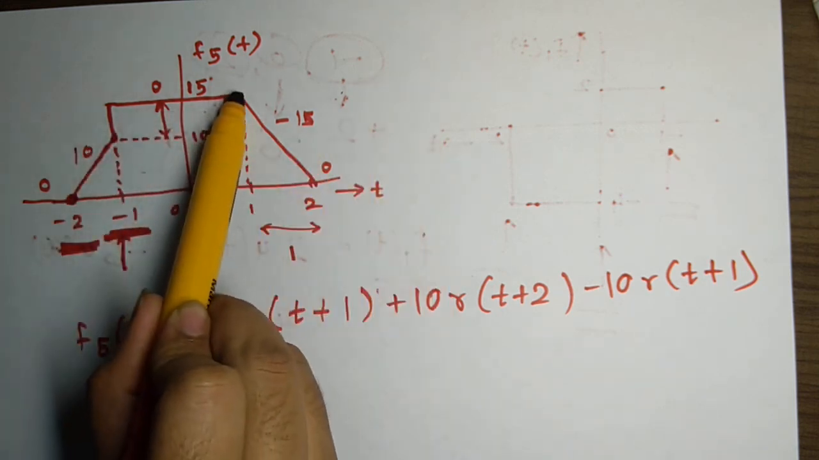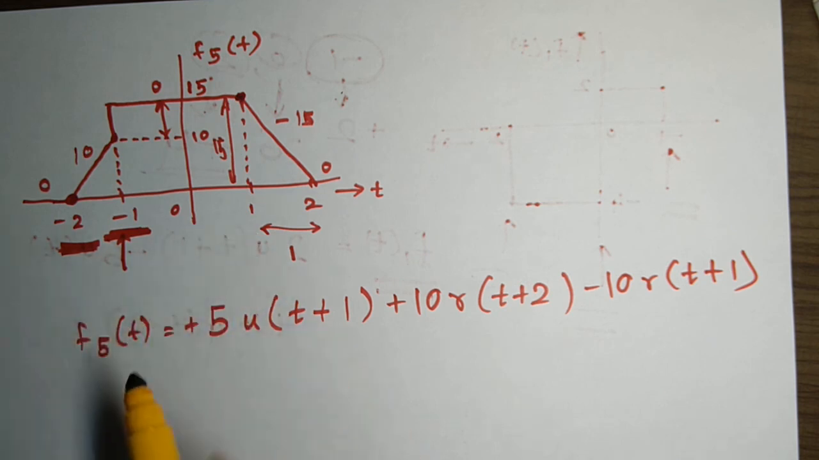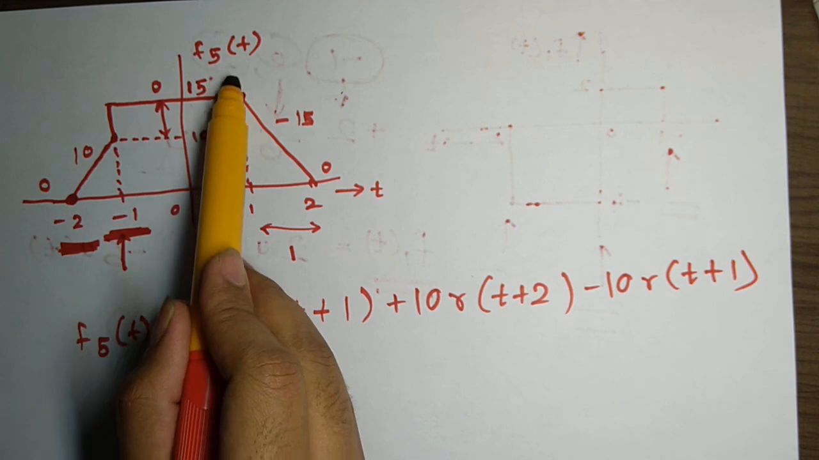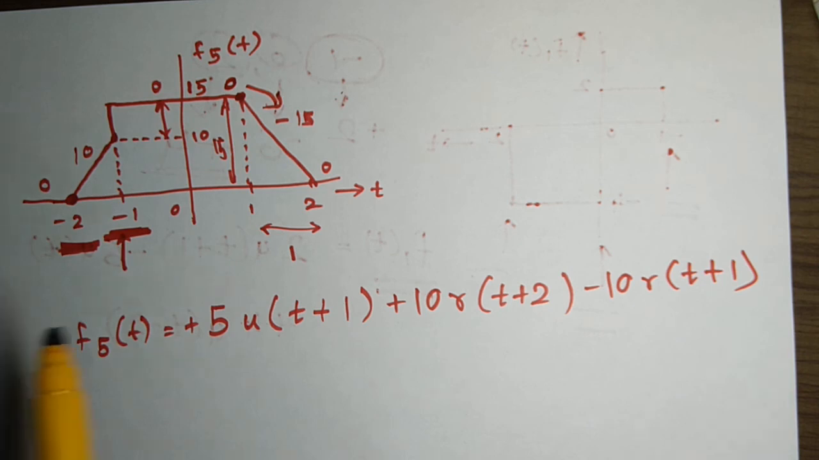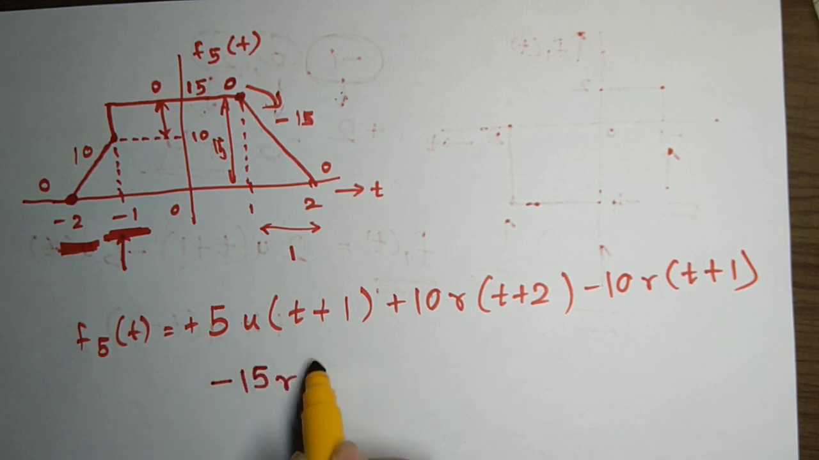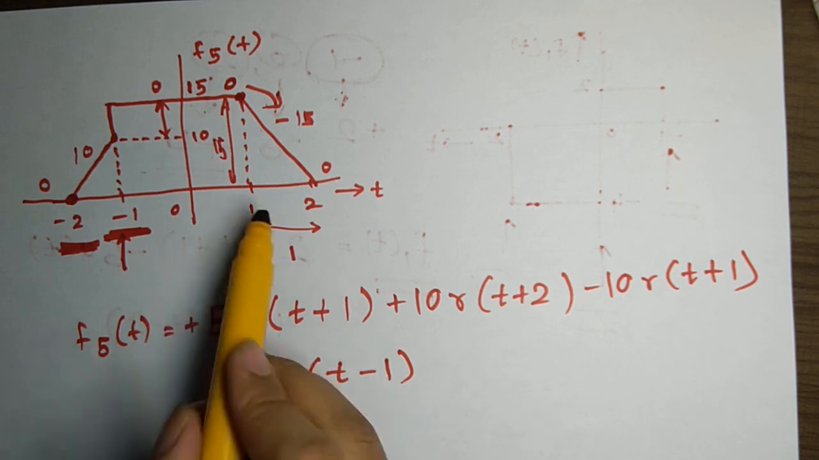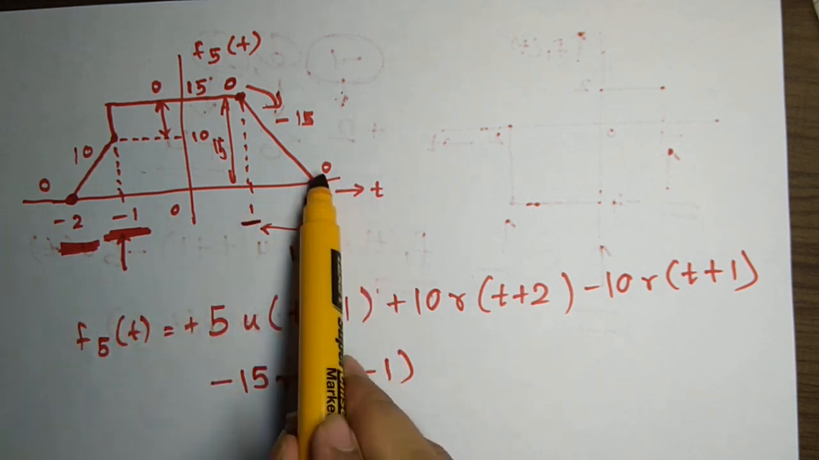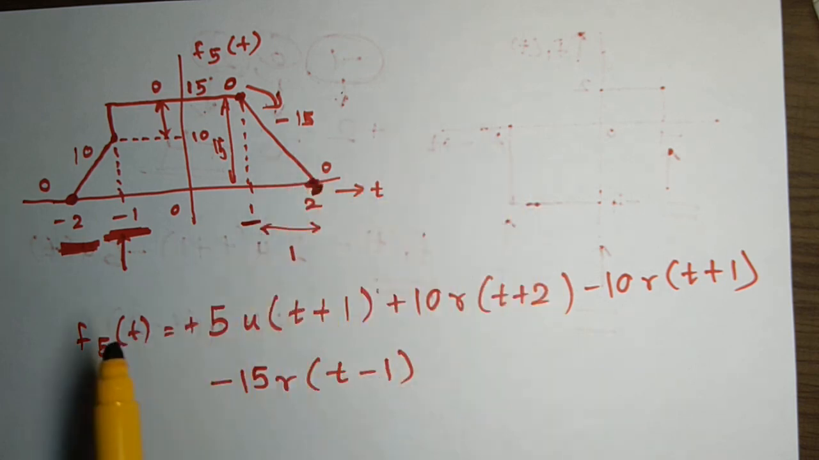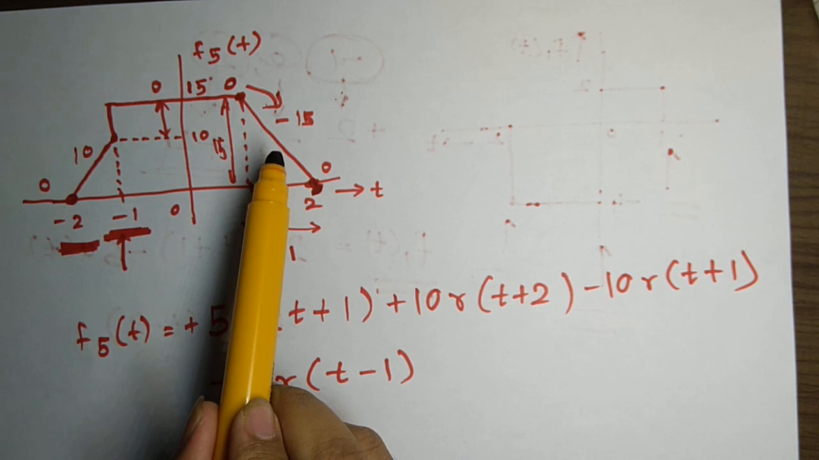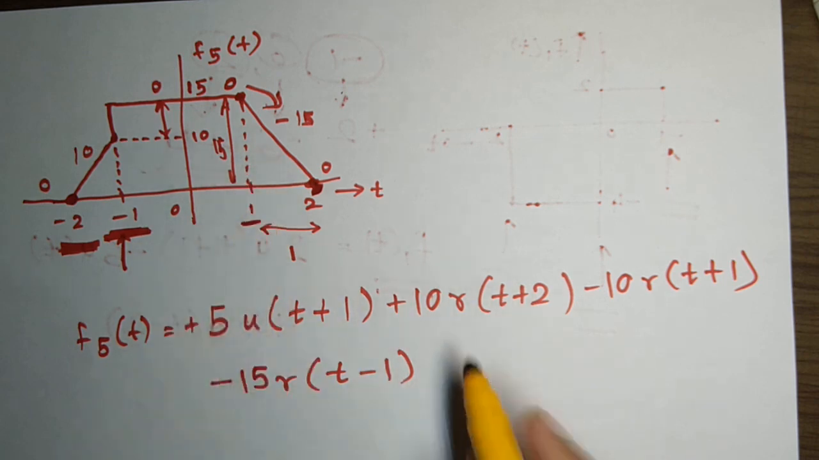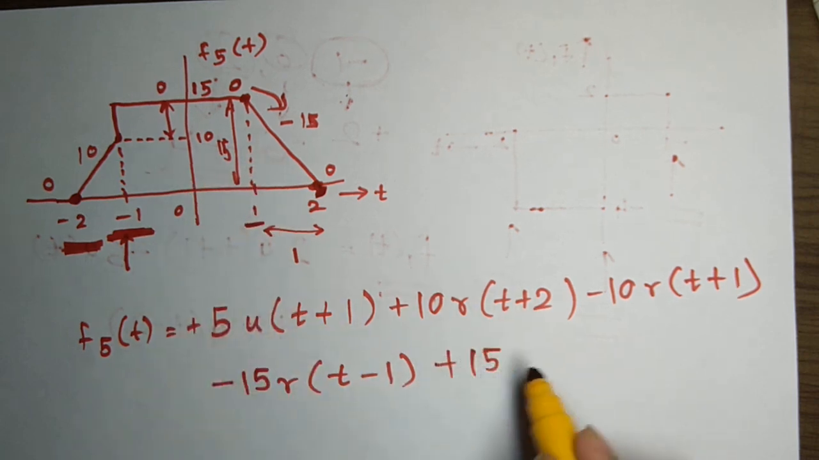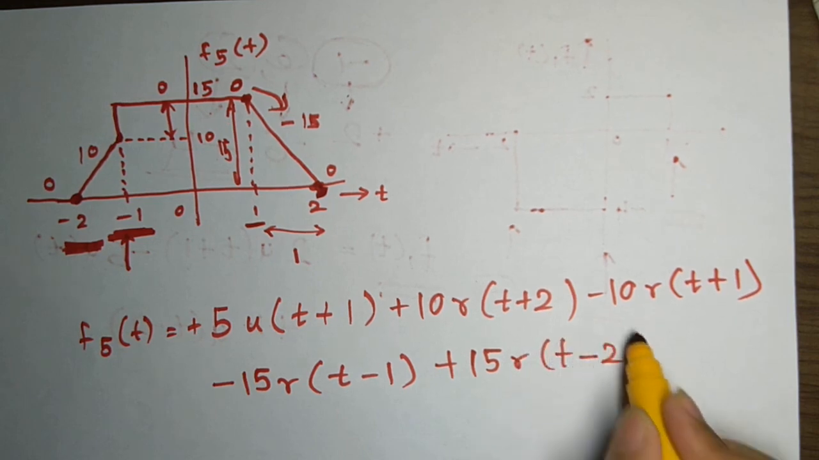Then the slope again changes at t equal to 1, from 0, horizontal, to minus 15. So that is minus 15 minus 0, that is minus 15 r of t minus 1. And again it changes finally at t equal to 2. It goes from minus 15 to 0, that is 0 minus minus 15, that is plus 15. So it is plus 15 r of t minus 2.